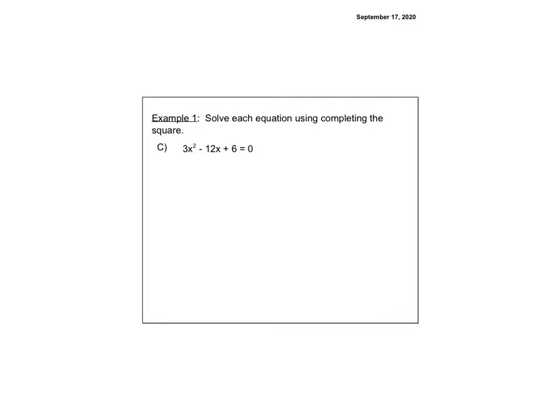Alright, so in this example here, this time your a value is something other than 1. So our first step there is that we have to take whatever your a value is, if it's not 1, and divide every single term in here by 3. And so we end up here with x squared minus 4x plus 2 equals 0. Step 2, remember, is to move your c value over. So we're going to go ahead now and subtract 2 from both sides. And we end up getting x squared minus 4x equals negative 2.